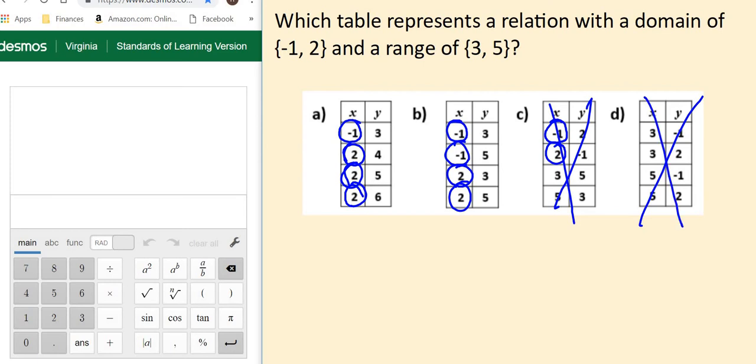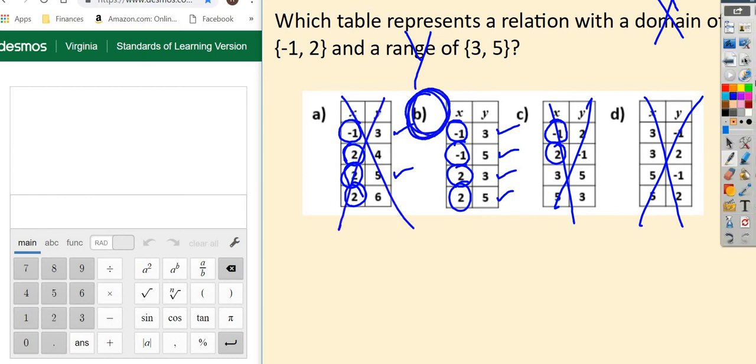So now we need a range, which is y values of 3 and 5. So there's a 3 and a 5. There's also a 4 and a 6, so that's not going to work. This one has a 3, a 5, a 3, and 5. So that means B is your answer for that one.